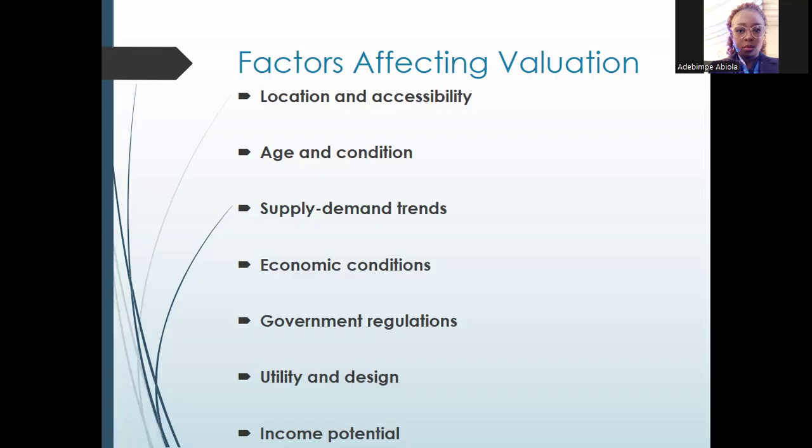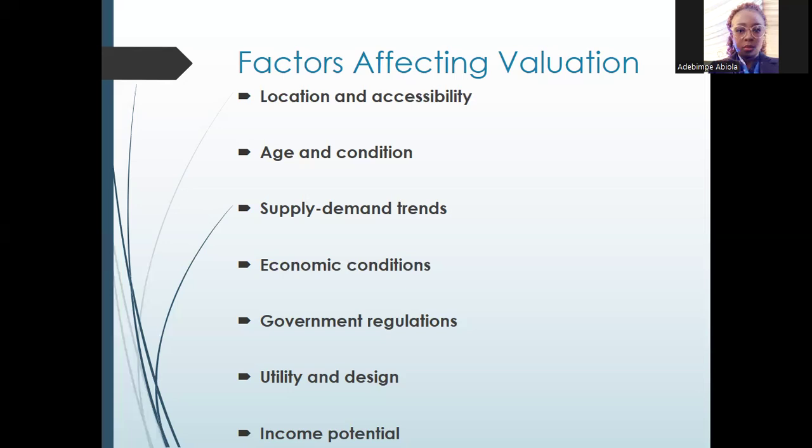Then we also have some economic indices that can affect valuation. Definitely, we have indices like the interest rate and inflation. So in a situation whereby in an economy you have an increase in interest rates and an increase in inflation, what will happen? It will definitely affect your valuation, which leads to an increase or decrease as the case may be. In a situation whereby we have a decrease in interest rates and decrease in inflation, definitely it will affect what?